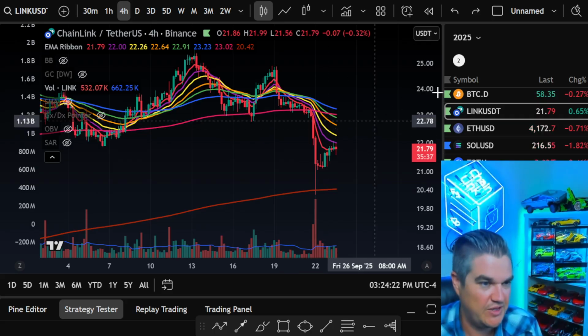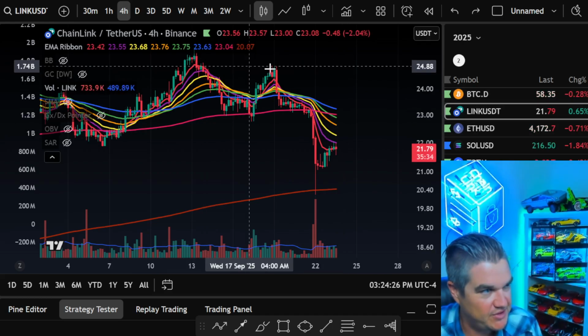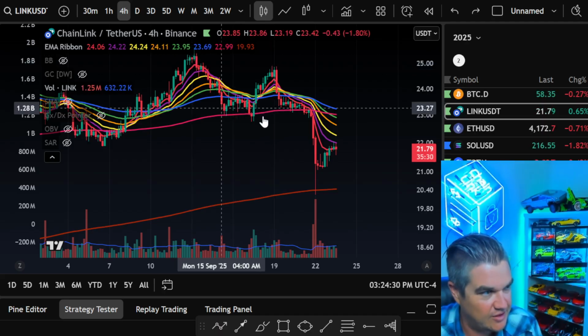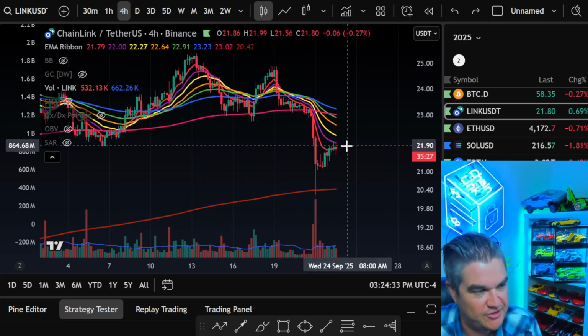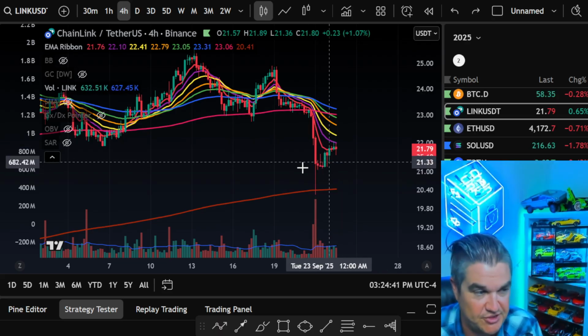All right, so Link around $22. So what do we got on the short time frame? Obviously, it failed to make a new higher high here. Lower high, lower low, right? In a little bit of a downtrend on the short term. However, signs of a potential change in the tides are starting to show up here.